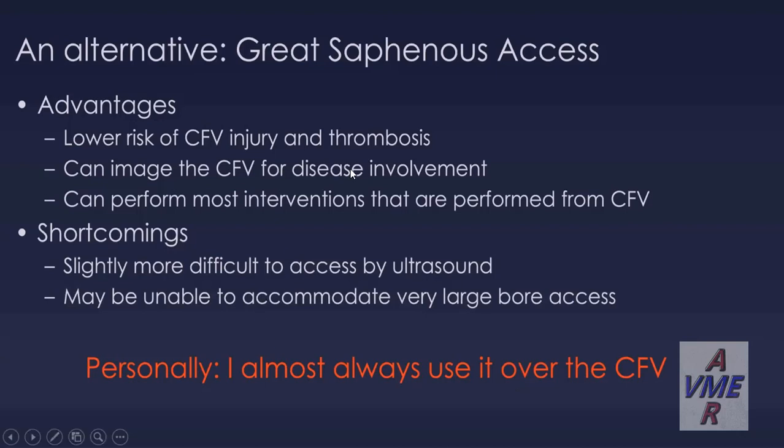The advantages of basilic access: low risk of common femoral vein injury and thrombosis, and you can image the common femoral vein for disease involvement. If you have thrombosis in the common femoral vein, you can gain access proximal to this point, and the great saphenous vein at the femoral and popliteal vein. It can perform most interventions that are performed from the common femoral vein. The disadvantage is that it is slightly more difficult to access by ultrasound. I don't think so, maybe if it's very small, but if it's sizable, 3 millimeters or more, it will be a bit easier to access. It may be unable to accommodate a very large bore access.